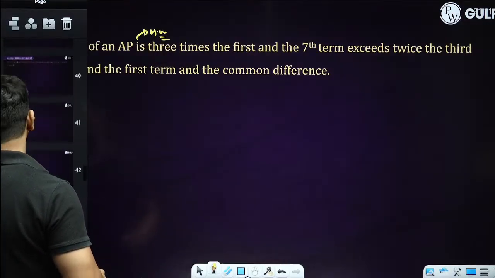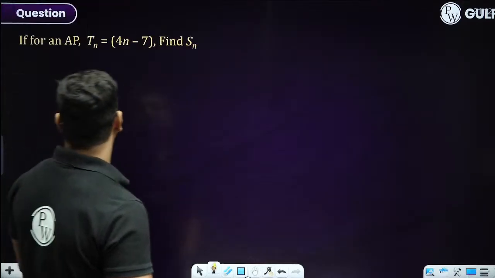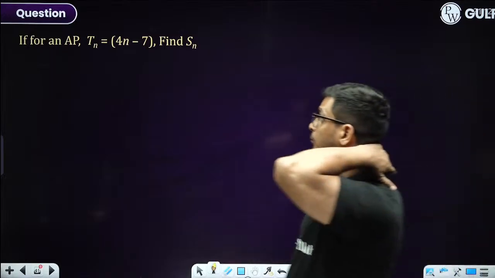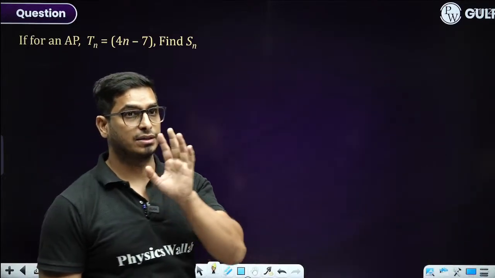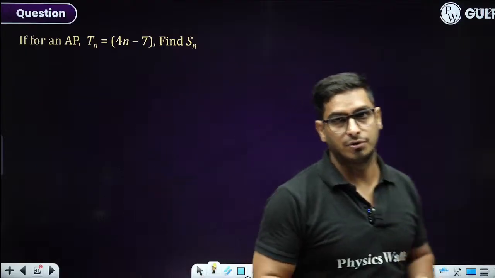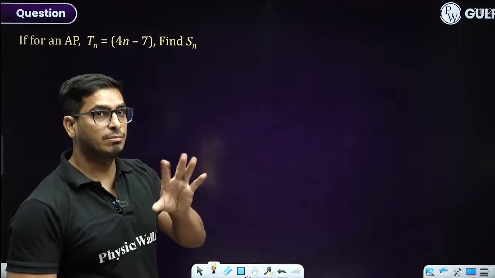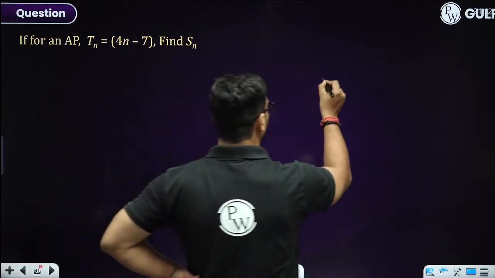Let me just see this one. See guys, we have Tn, right? We have Tn, and we have to find Sn. If your last term, or general term, is given and they are asking about the sum, how will we find it? We have to remember two things.